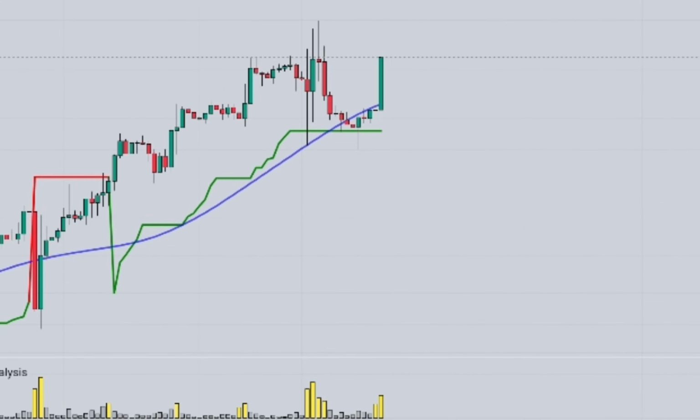Rule 1. For a long position, the supertrend line must be green and below the price. Rule 2. The blue moving average line must also be below the price. Rule 3. Price must close at least one candle below the blue line and close above the line again.